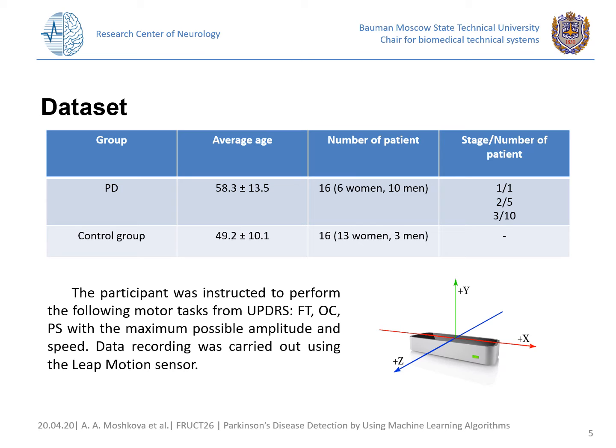Before starting, the participants was instructed to perform the following motor tasks from UPDRS: finger tapping, pronation-supination of hands, opening-closing hands movement with the maximum possible amplitude and speed. Each task was recorded for 16 seconds. The movement signals of each hand was recorded separately, twice for each patient, with breaks for rest. The total number of records was 128. During processing of the records, data separation of right and left hands was not carried out.